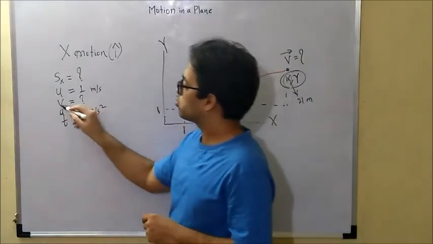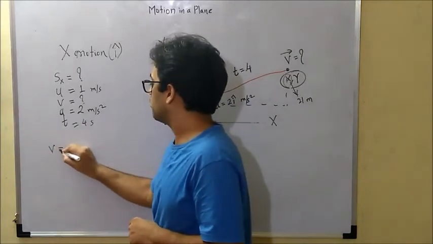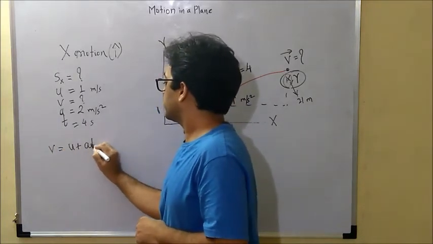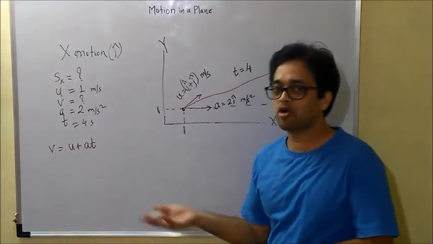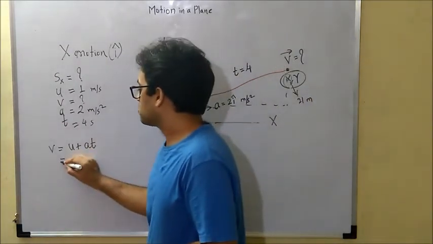Now which equation will you use for finding V? Simple. V is equal to U plus AT. In fact, I should have used this earlier. I would have got the velocity by now. So what is my velocity?